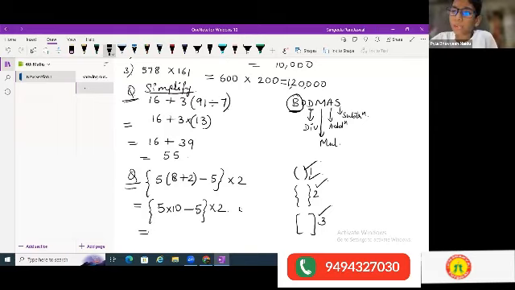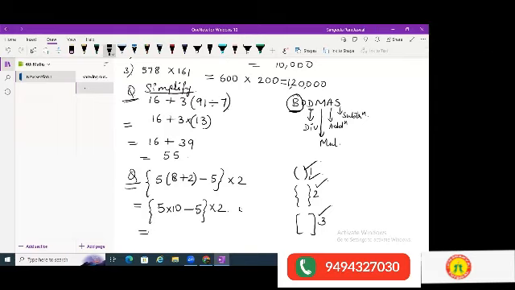First we solve the inside bracket part. We just solve this inside bracket part. Understood? 8 plus 2 is 10. So in place of 8 plus 2, here we wrote 10. So now it is 5 into 10. 5 was multiplying, it was outside the bracket. So now it became inside the bracket, it became 50 minus 5 and multiply by 2. Okay.